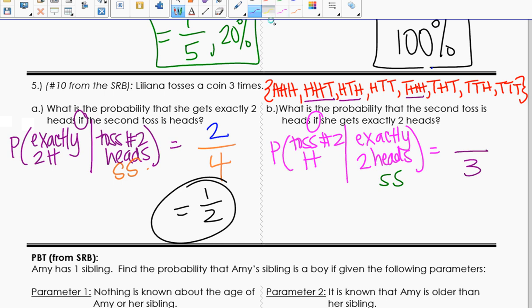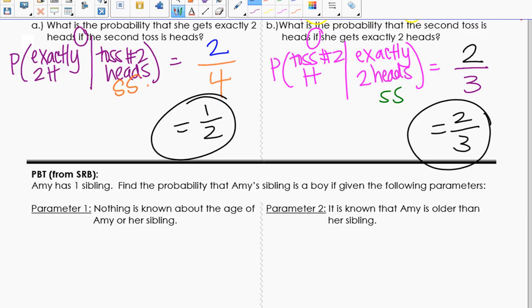So out of those 3 options, which of those 3 is a second toss heads? This one is, this one's not, that one is. So you're looking at 2/3, I'll just clean that up a little bit, or 66.67% chance.